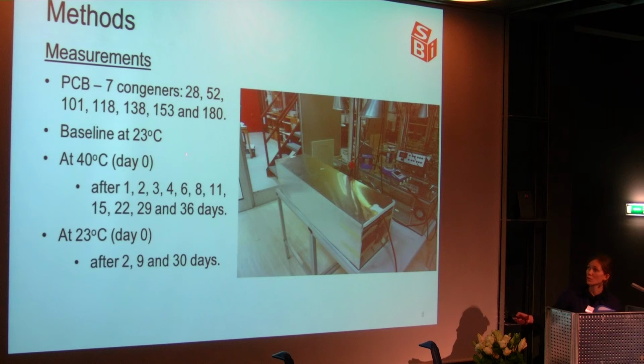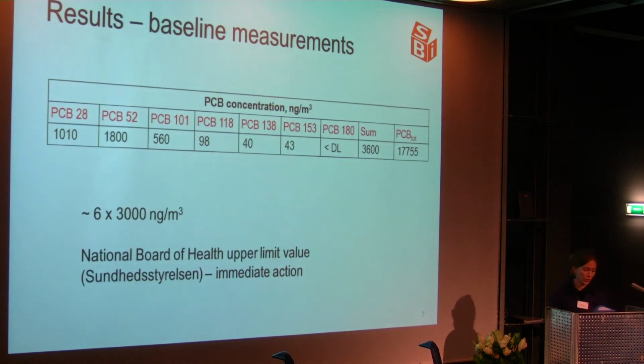The next slide shows results for the baseline measurements for 23 degrees before the change to 40. What you can see, of course, is that the high vapor pressure PCBs were at higher concentrations than the low vapor pressure PCBs. But what is important is that the total PCB, calculated as a sum of those 7 multiplied by 5, was almost 6 times higher than the 3,000 nanogram per cubic meter.